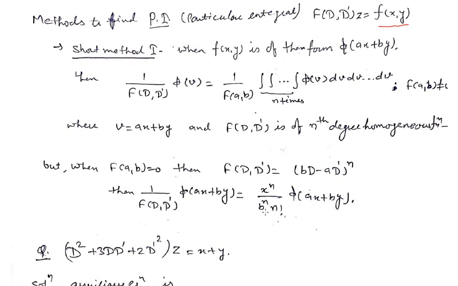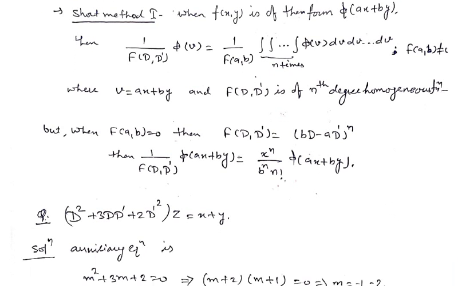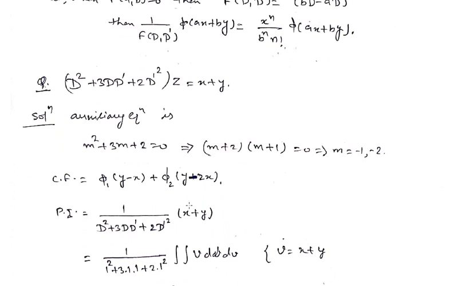Now we explain both cases using some examples. First we take the problem D squared plus 3DD' plus 2D' squared z is equal to x plus y. First we write its CF. Its auxiliary equation is, replacing D with m, m squared plus 3m plus 2 equals 0. So m plus 2 and m plus 1 are factors of this auxiliary equation, so m is equal to minus 1 and minus 2 are the roots. So the CF is phi 1 of y minus x plus phi 2 of y minus 2x.